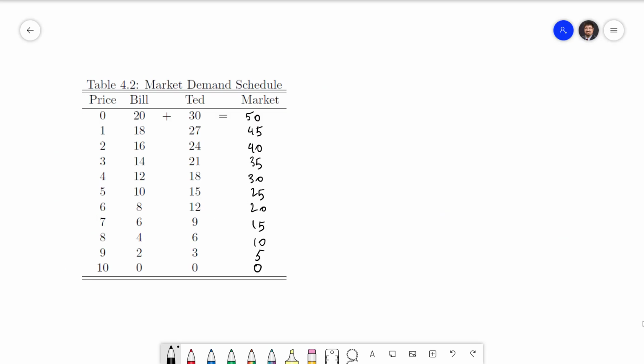Let's talk about a third way to represent our demand. We've talked about the demand schedule, as you see in front of us, and the demand curve on the graph. The third way that we can do this is with a demand function.